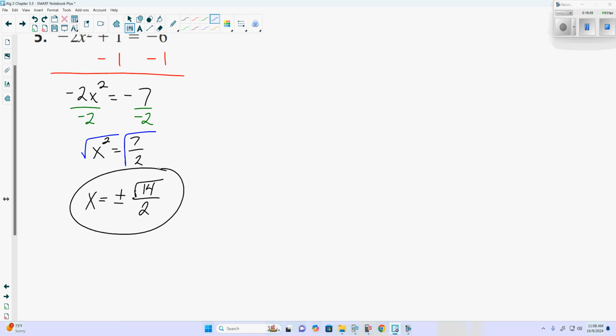Positive or negative, plus or minus, because that term can be positive or it could be negative, so we use the plus or minus to signify that it is both positive and negative. Because the other way we could write this is that x is equal to the square root of 14 over 2, and we'd also write that x is equal to negative square root of 14 over 2. But we can combine it into one with the plus or minus. Are you ready for the next one? Yes? All right.